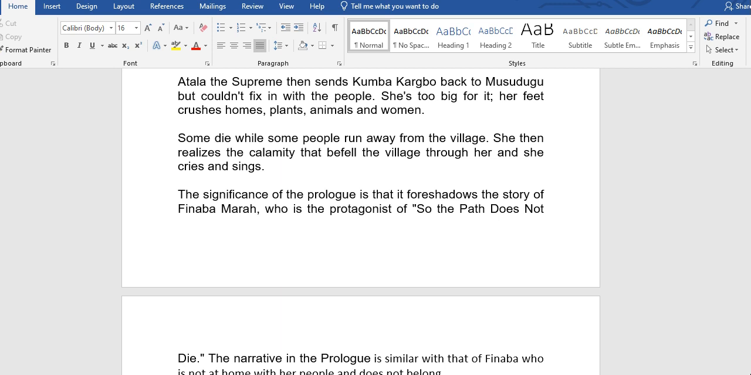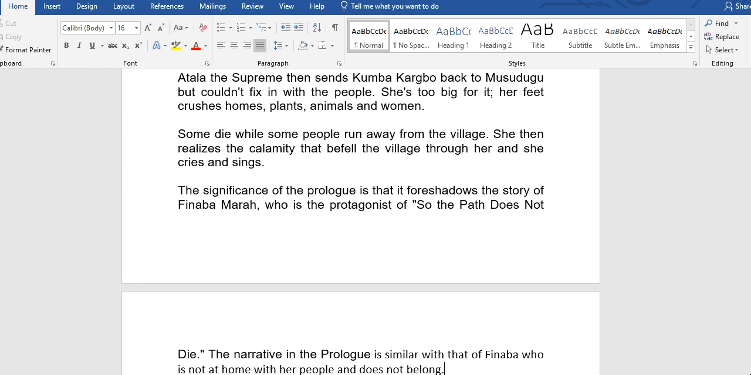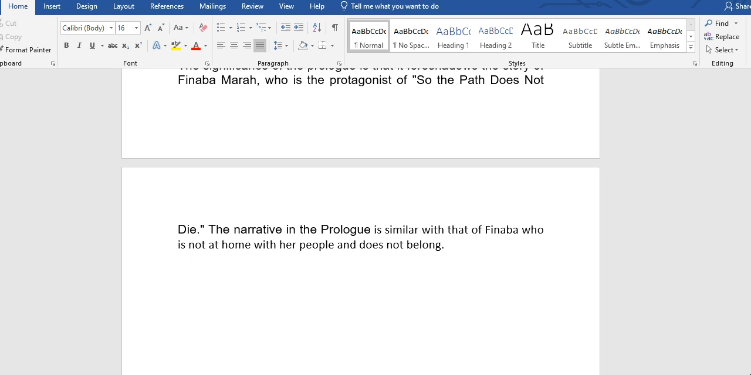The significance of the prologue is that it foreshadows the story of Finaba Mara, who is the protagonist of So the Path Does Not Die. The narrative in the prologue is similar to that of Finaba, who is not at home with her people and does not belong. So that's the significance of the prologue. It's not the same narrative, but it's very similar. It foreshadows what we are going to read in the novel. So that is the prologue of So the Path Does Not Die.